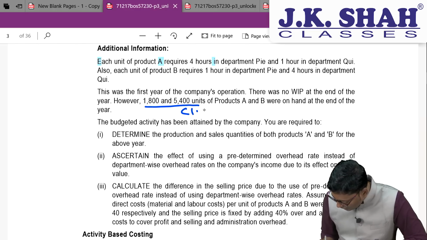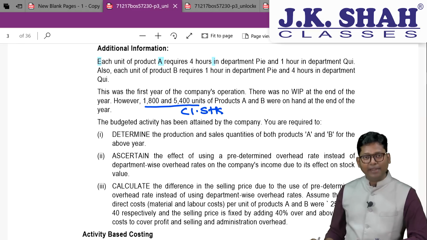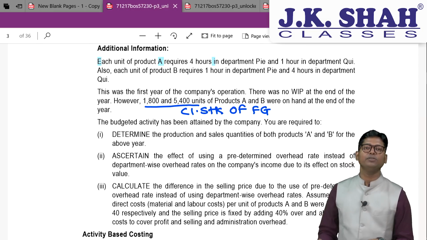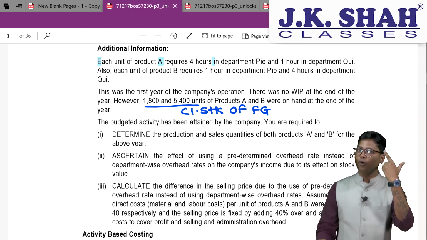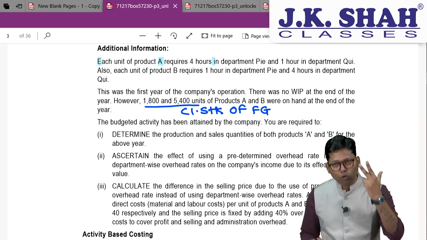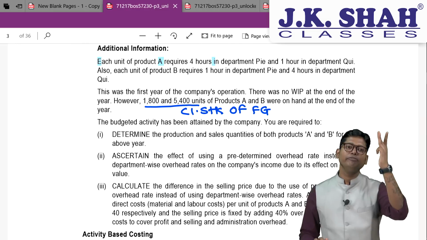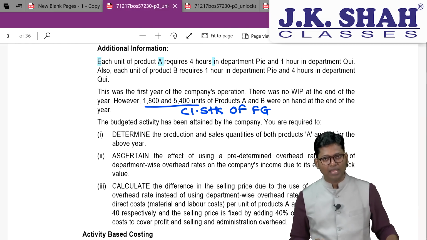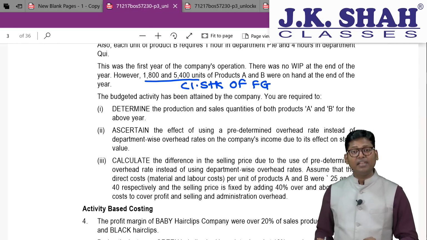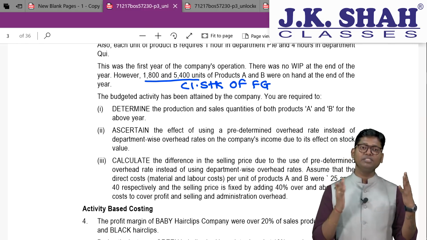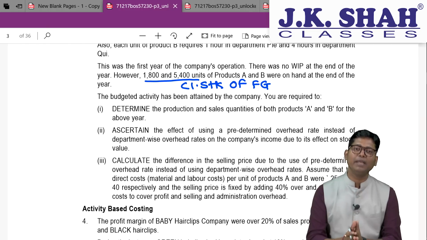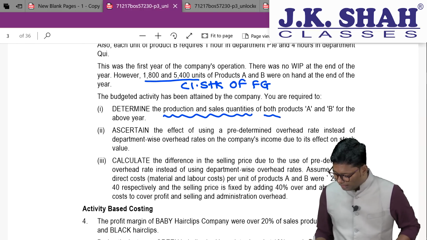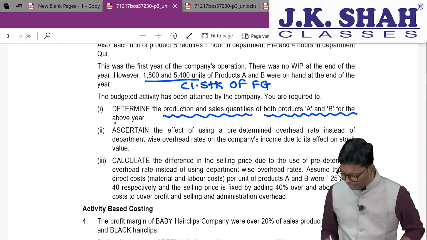Are these stocks? These are the closing stocks because they are available at the end of the year. But are these the closing stocks of WIP? No, these are the closing stocks of finished goods. There is no opening finished goods, no opening WIP, no closing WIP, but the closing stock of finished goods is given in the question, and that is 1,800 and 5,400 units. The budgeted activity has been attained by the company. That means whatever is budgeted is actually produced. You are required to determine the production and sales quantities of both products A and B for the above year.